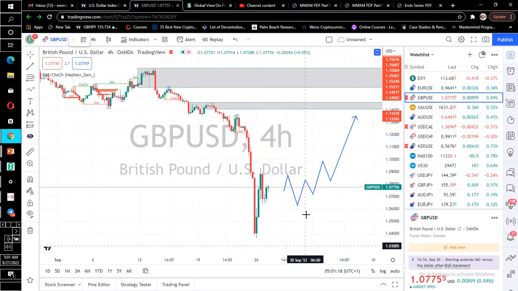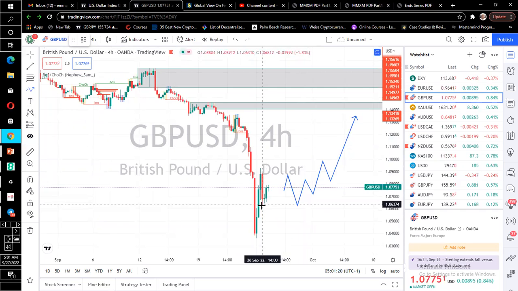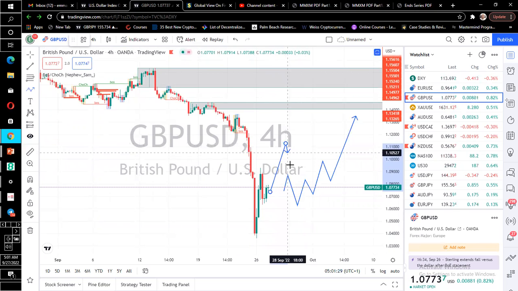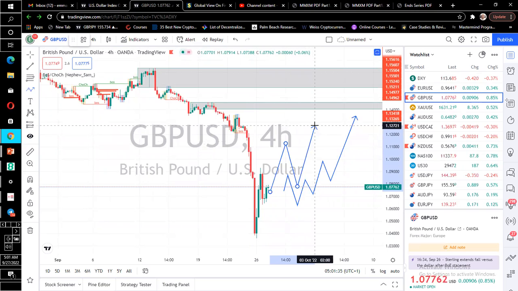break back. So we'll have this. I still want to see a push to this level and a pullback. The push. This is what I'm expecting here.